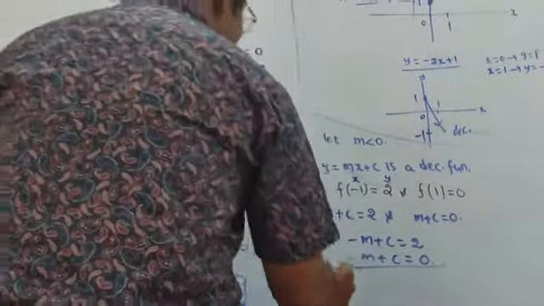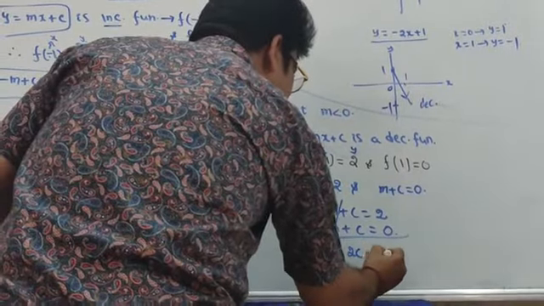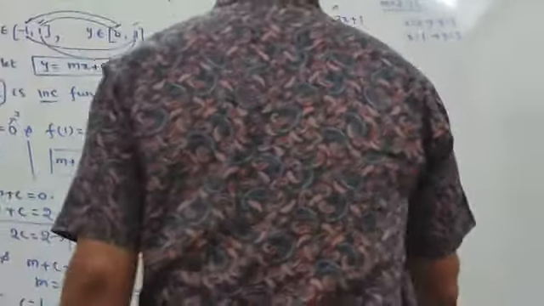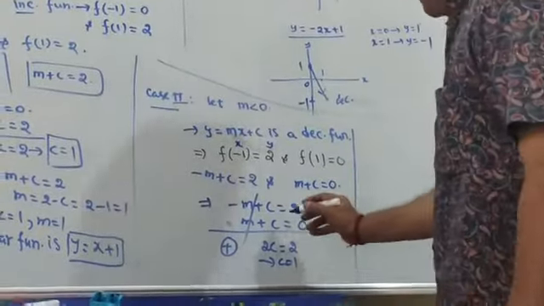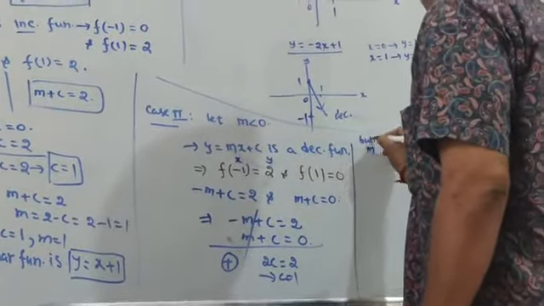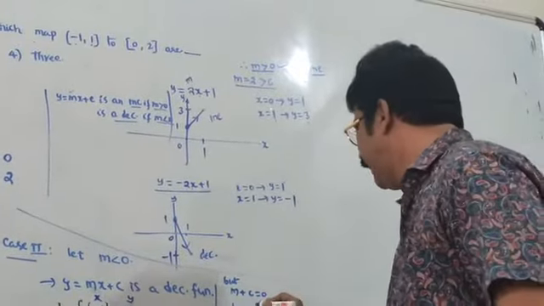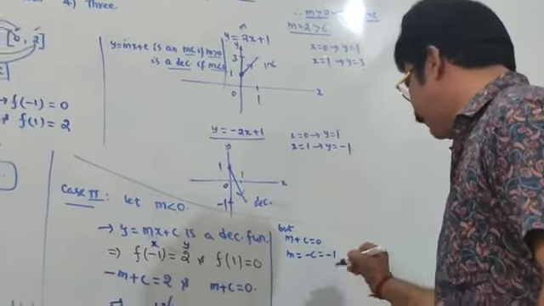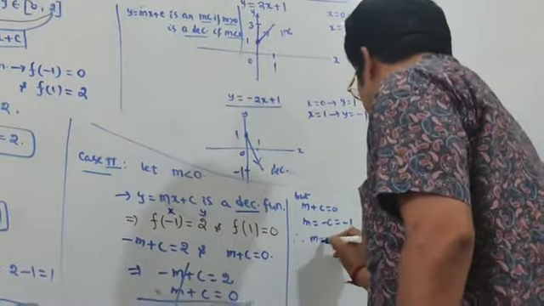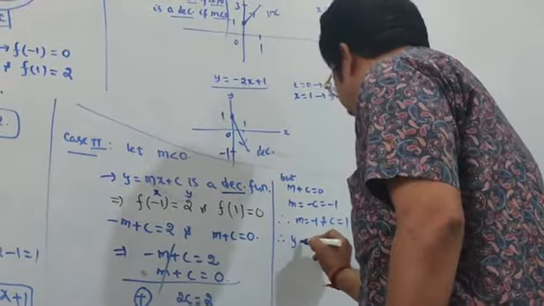On adding we get 2c is equal to 2, so c is equal to 1. Next we can take any equation. Since m plus c is equal to 0, m equals minus c, that is equal to minus 1. So in the decreasing case the m value is minus 1 and the c value is 1, thus the linear equation is y equal to minus x plus 1.